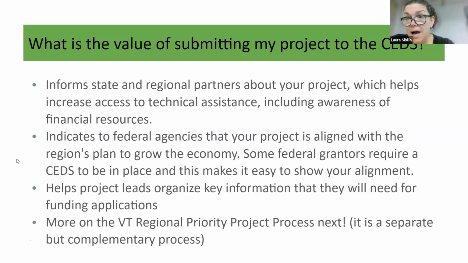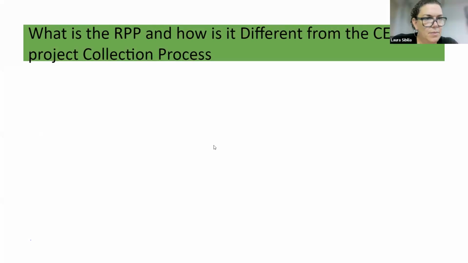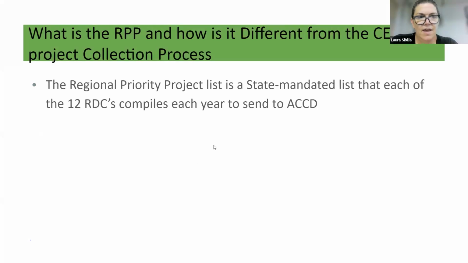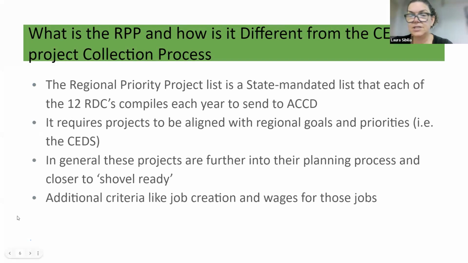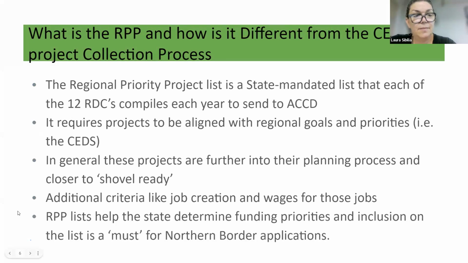In addition, the state of Vermont is conducting what is called a regional priority projects process. And maybe we should go to that slide. This is a state mandated collection, and it requires a greater level of detail. It requires you to be further down the road in terms of your project execution. And it does also require you to be aligned with the region's priorities, goals, and objectives.